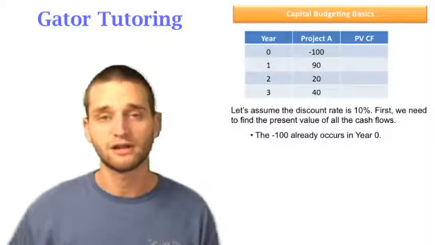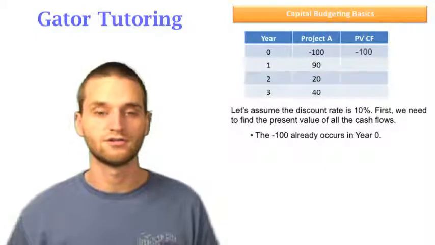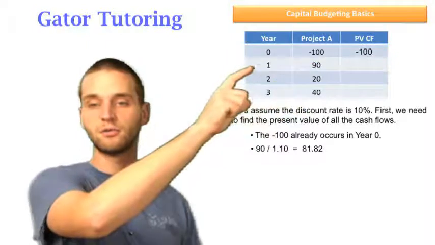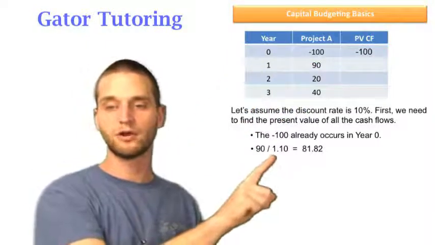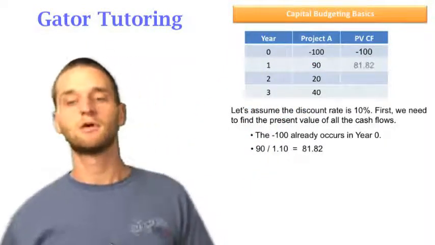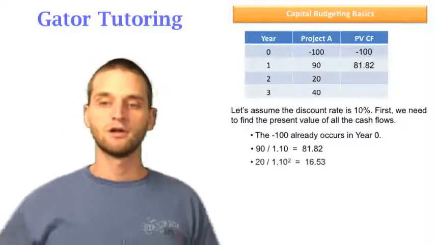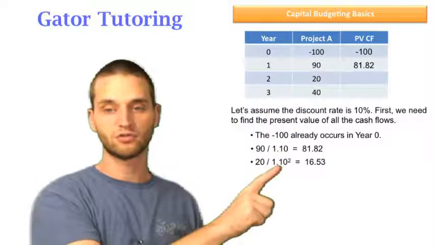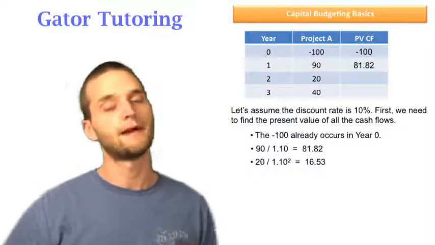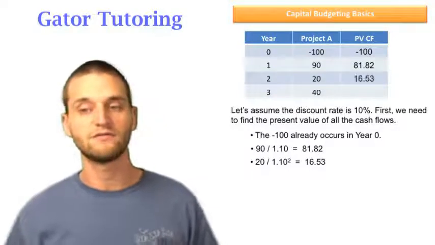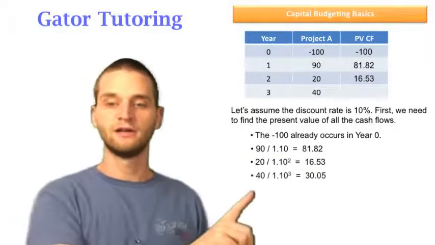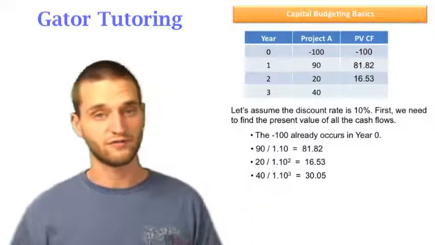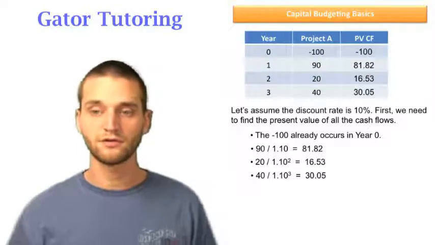The negative 100 is already in year 0, that is the present, so that's the present value itself. The present value of this $90, well, it occurs in year 1, so we divide it by 1 plus the interest rate, 1.1, and we get a present value of 81.82. The $20 cash flow occurs in year 2, so we divide it by 1 plus the interest rate squared. We raise that to the second power because we're discounting that back 2 years. That gives us a present value of 16.53. And finally, 40 divided by 1 plus the interest rate raised to the third power gives us a present value of $30.05. So these are the present values of our cash flow.